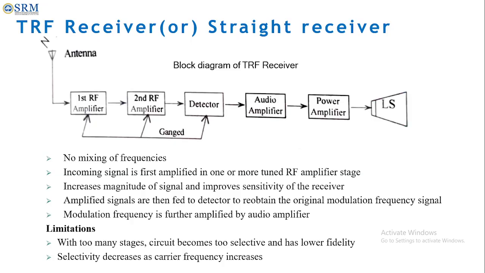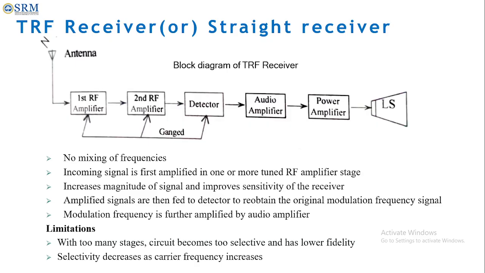As we know, there are two types of receivers possible: tuned radio frequency receivers and the superheterodyne receiver. The first thing we are going to see is the TRF receiver, otherwise called the straight receiver. This is the block diagram of a TRF receiver. Here we have the receiving antenna, and the next stage is the RF amplifier, and the second block represents the second stage of the RF amplifier. From that we have the detector, audio amplifier, power amplifier, and loudspeaker.